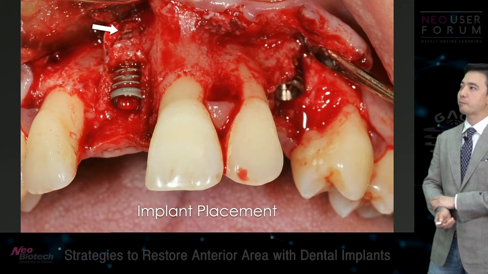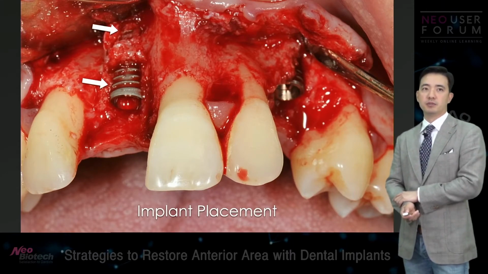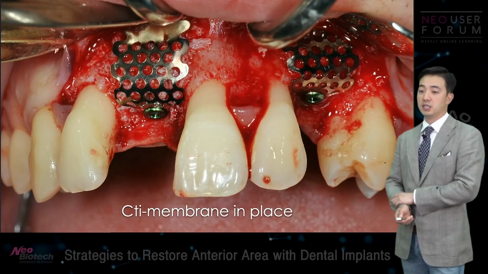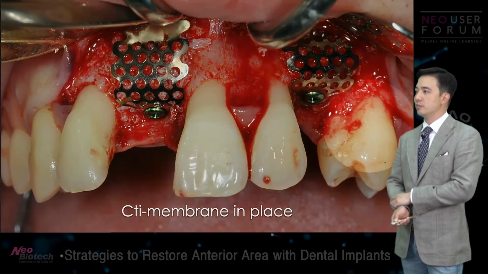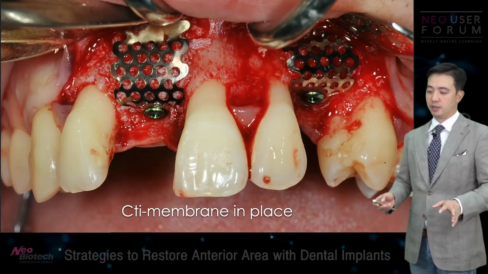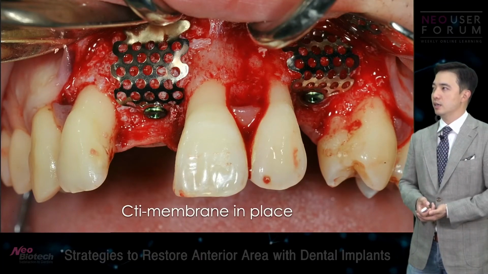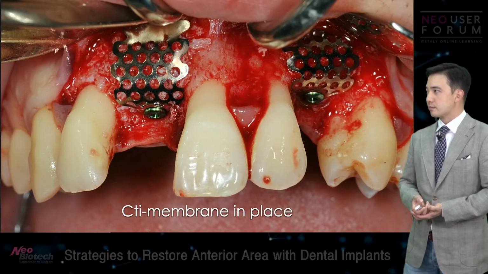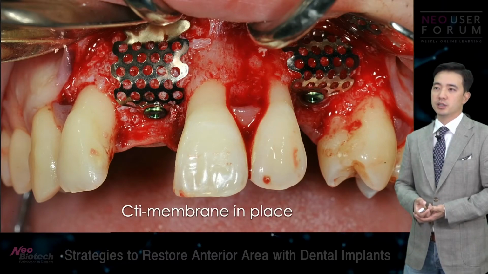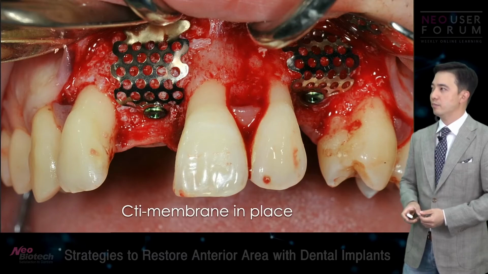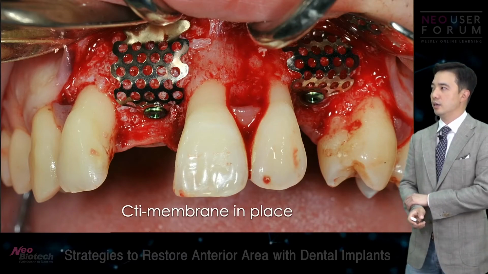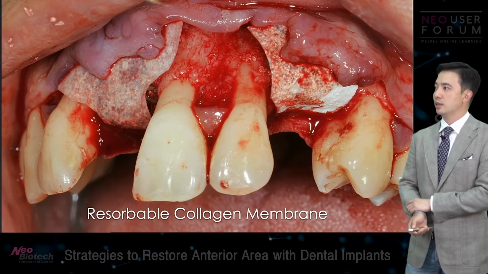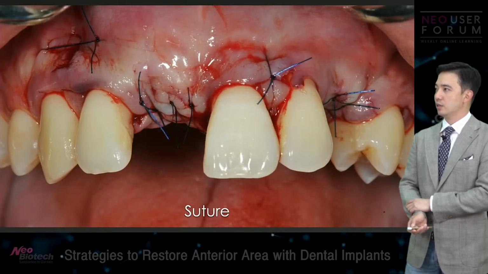So place the implant. Yeah. Lack of bone, exposed implant thread. So what I did for this case, I used a CTI membrane. I really like CTI membrane in severely resorbed cases, because the key factor of GBR to be successful is that your graft material should not move, okay? And this really helps to hold your graft material in position. So it makes your graft material solid. With the collagen membrane and sutured.